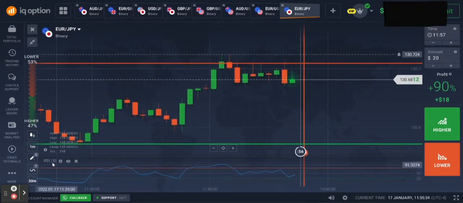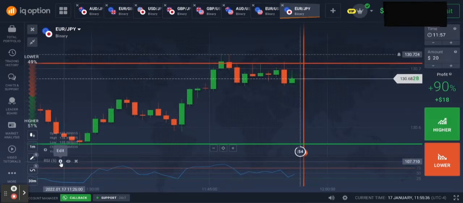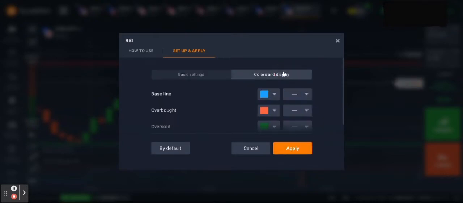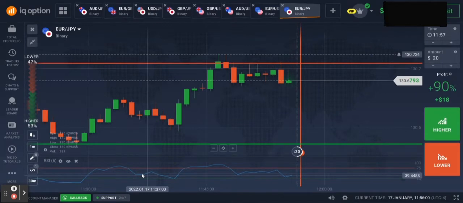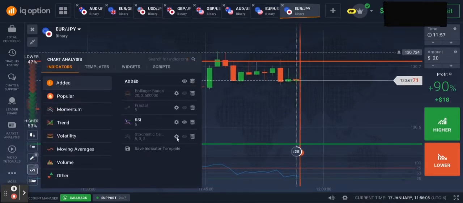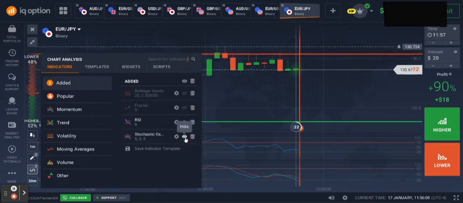In this particular RSI setting, I have 6. How do I do that? I go to edit, and you can change the baseline period. My settings for the overbought is 75 and the oversold is 25. The default, however, is 70 and 30. You can also change the colors of your baseline, overbought, oversold, and apply. You can change the thickness of your line and apply. So there you have it, RSI. You can also include other indicators like, for example, I do also have the stochastic.